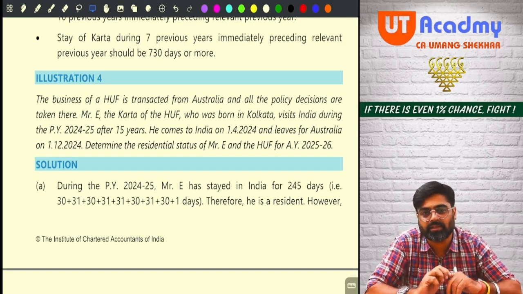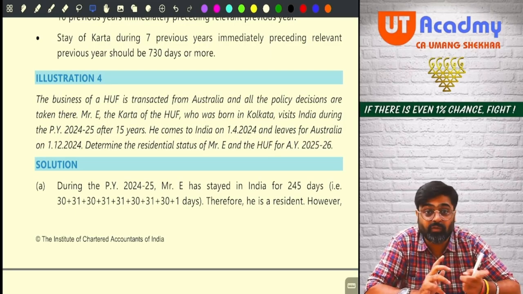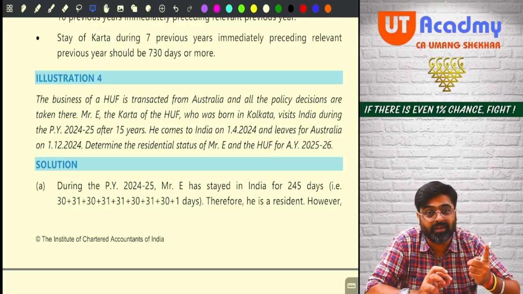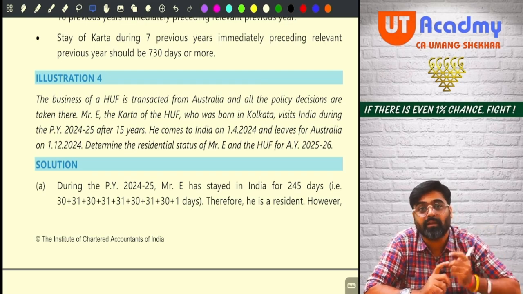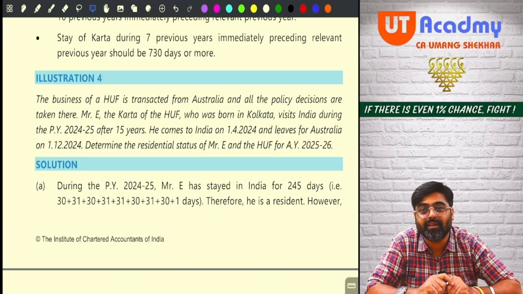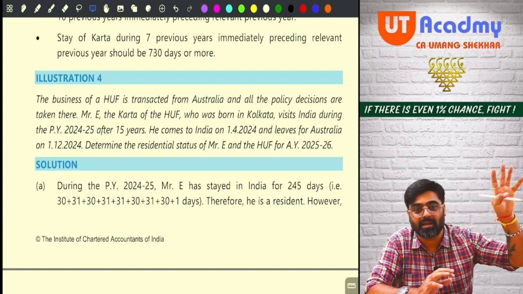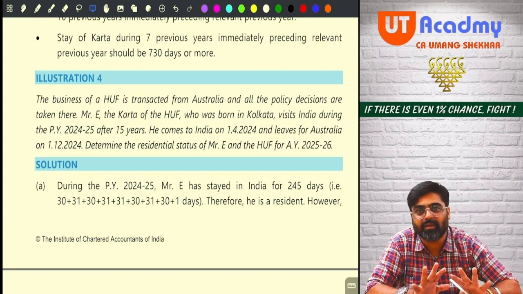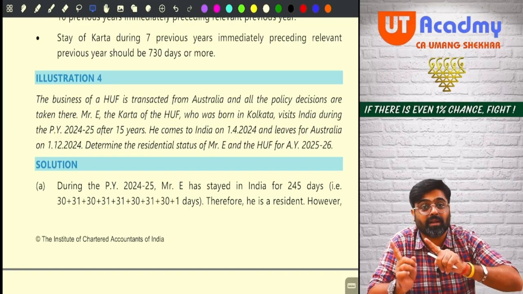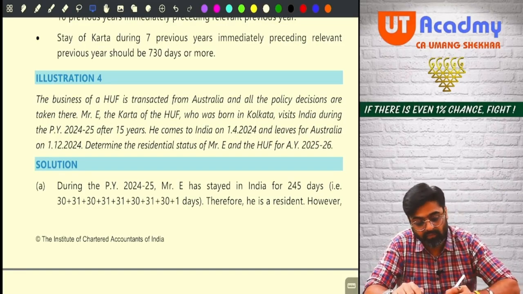So what is the residential status of HUF? Non-resident. But if they would have told you that all the policy decisions are taken from India only, then resident. Partly from India, partly from Australia, then also resident. Then we would have seen the additional condition satisfied by Karta or not. Getting my point? Everyone. So what will be the residential status of HUF here? Non-resident. Done.